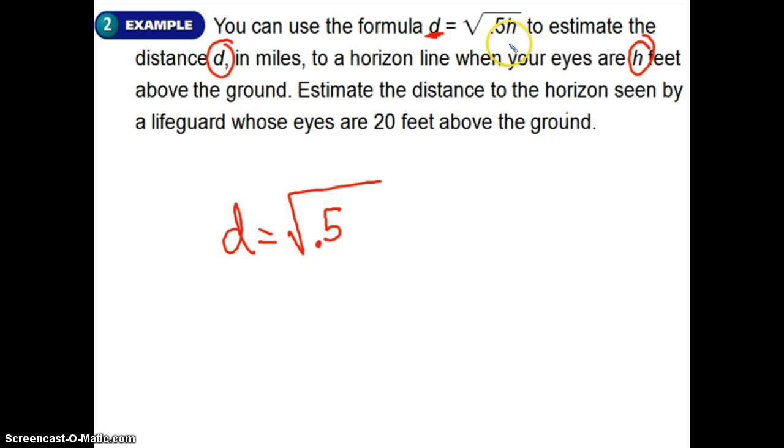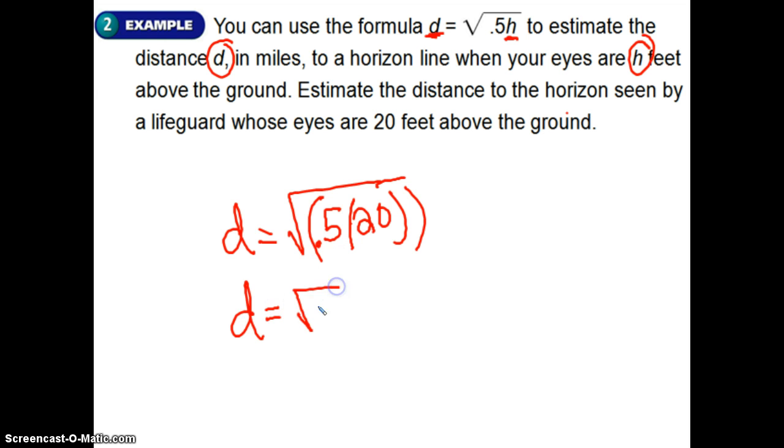So I know 0.5 times h. Now what is h? Going back into my problem, h is feet above the ground. Well, I know that the lifeguard is 20 feet above the ground, so I'm going to plug in 20 for h. Now when I go through this process, we almost treat this square root as if it's a parentheses. So we first have to do 0.5 times 20, which is the same thing as saying 1/2 times 20, or 20 divided by 2, which is 10. So d equals the square root of 10.